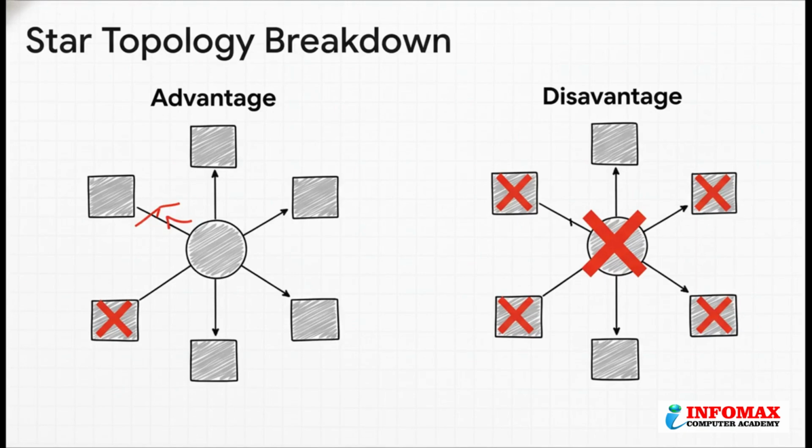And there's a really good reason this design is everywhere. If one computer's cable gives out, no big deal. Only that one machine goes offline, which makes finding problems so much easier. But it's not foolproof. That central hub is now the single point of failure. If your router dies, everything connected to it goes down with it.